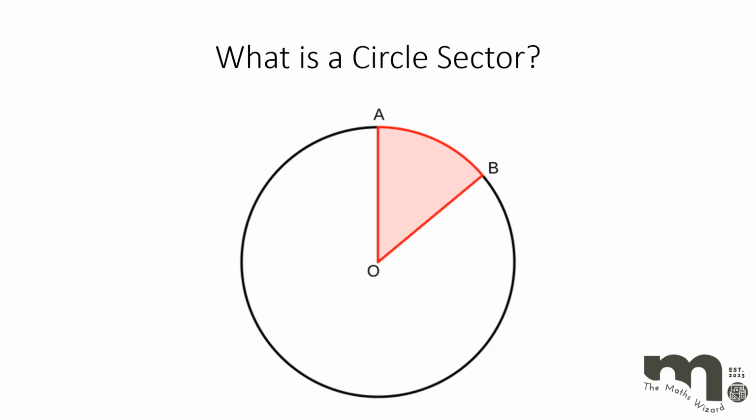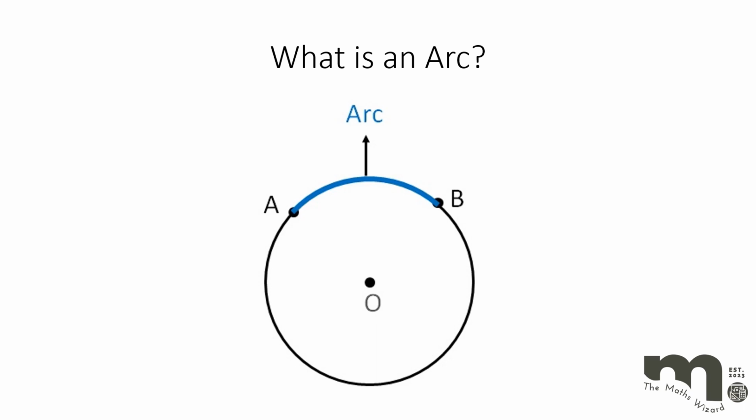So you might be wondering what a circle sector is. Well, a circle sector is essentially a slice of a circle going from the edge of the circle to the middle. It's really important that it goes to the middle of the circle, otherwise it would be a circle segment rather than a sector. And an arc is essentially just part of the circumference, so it's just a part of the edge of the circle.